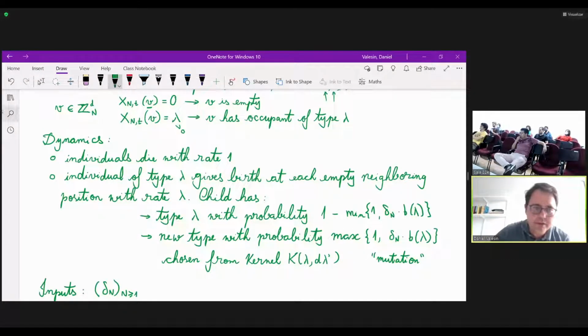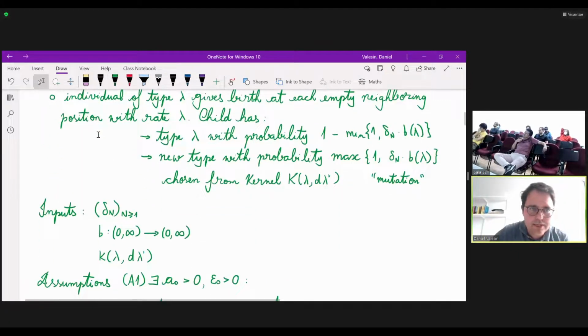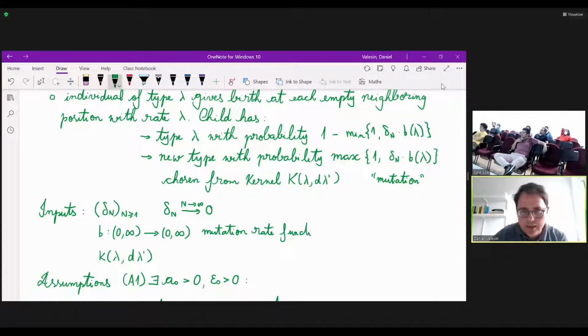So the parameters that we have to define the model are essentially these. We have these numbers delta n, which we should think of as very small, so they're going to 0 as n goes to infinity. We have this function b, which I call the mutation rate function. And finally, I have this K, which I call the mutation kernel. Is the model clear? Are there any questions?